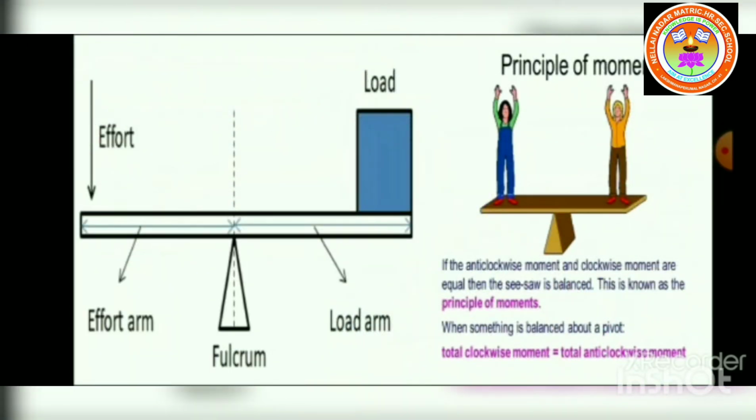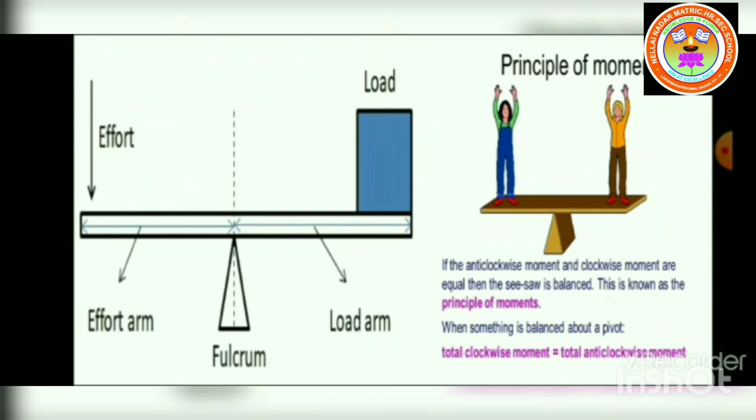First of all, we are going to see the principle of moments. Have you seen the picture, children? Yes, this is the basic diagram of the principle of moments. The center point is the pivot point, that is the fulcrum. Right hand side load and left hand side effort. One is a known weight and another one is an unknown weight. For example, a balance.